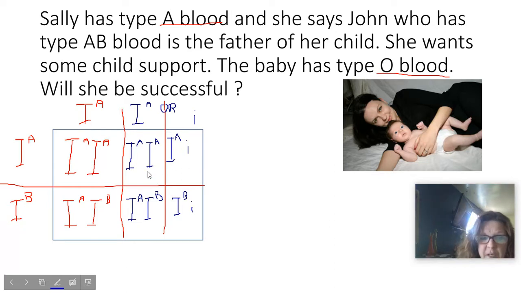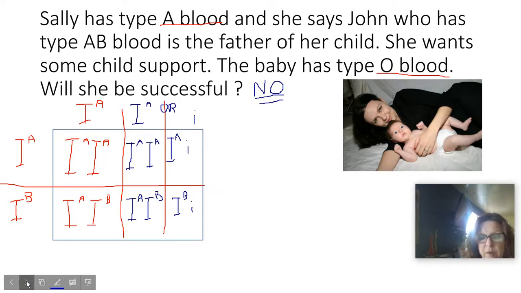So depending on this unknown, which we're not sure what's going to happen, the baby is either going to have type A blood, type AB blood, or possibly type B blood. But there's zero chance that this baby is going to have type O blood. So John is not the father, and she probably should get child support from someone, but not from John.